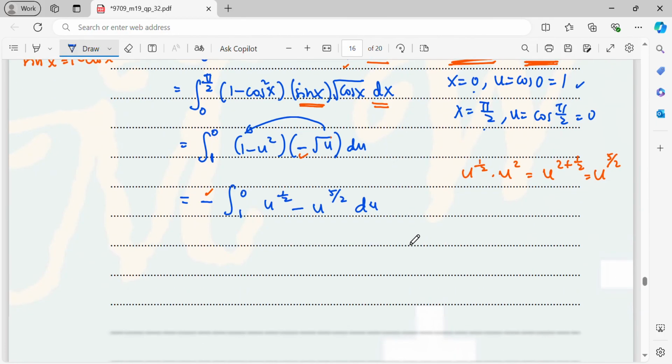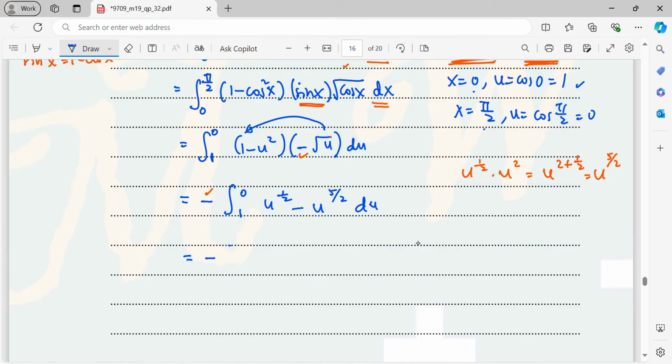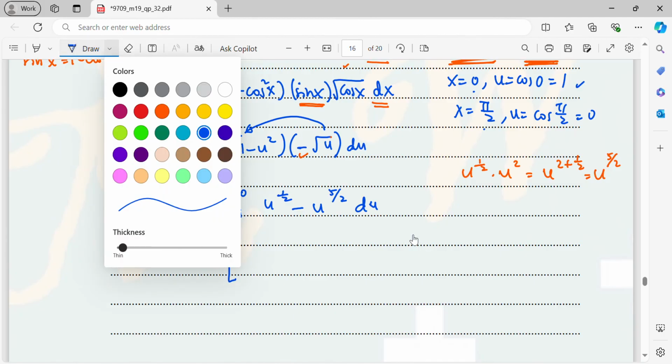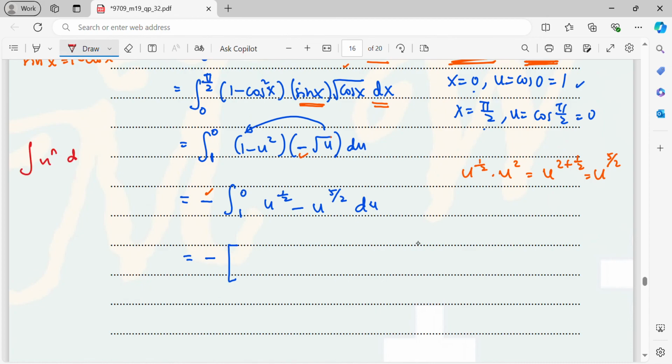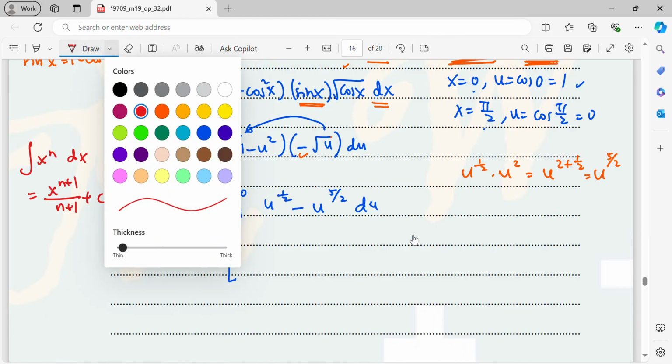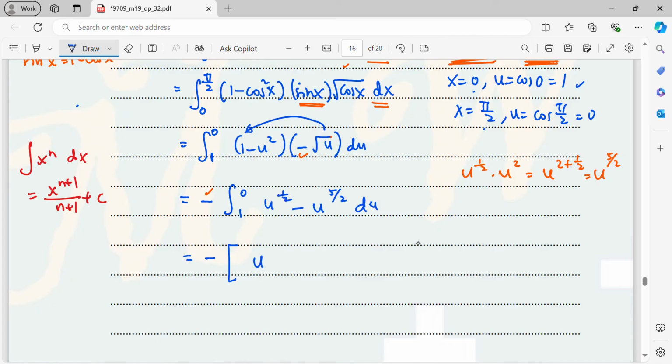Okay, so then from here, negative, whenever you integrate, refer to this formula: integrate x to the power n dx. That is x to the power n plus 1 over n plus 1, followed by plus c. If with limits, no need plus c. Alright, so here is going to be u to the power 3 over 2. You divide by 3 over 2, which is the same as you times 2 over 3. Then minus u to the power 5 over 2, you plus 1, that is 7 over 2. Then divide by 7 over 2, that is times 2 over 7.